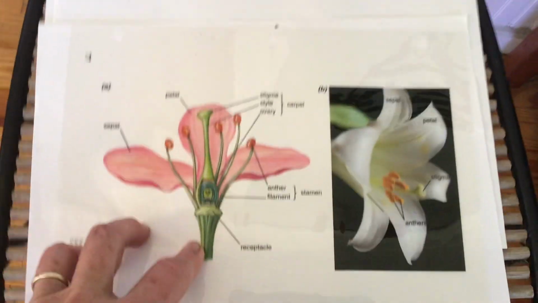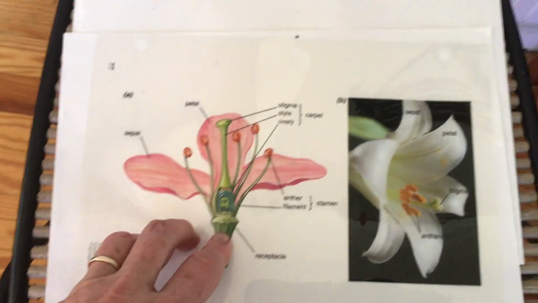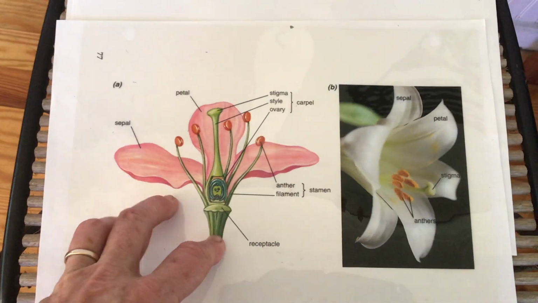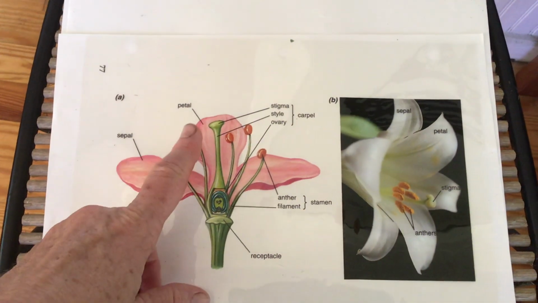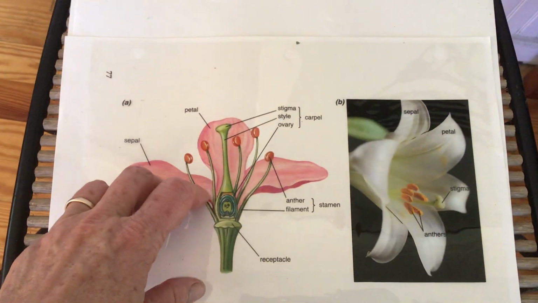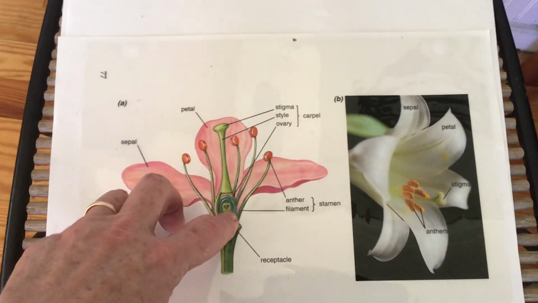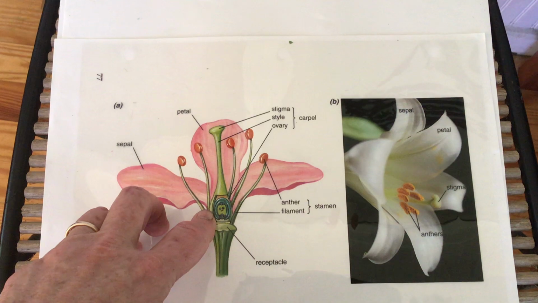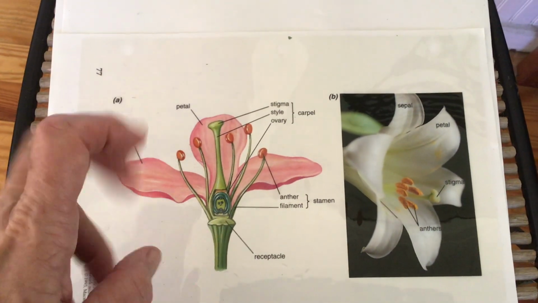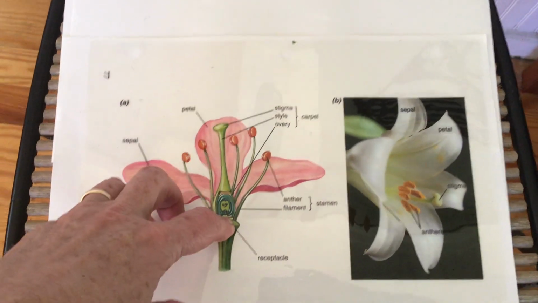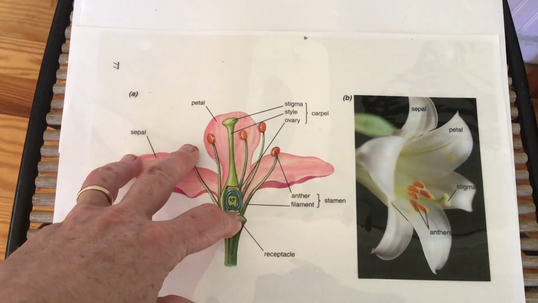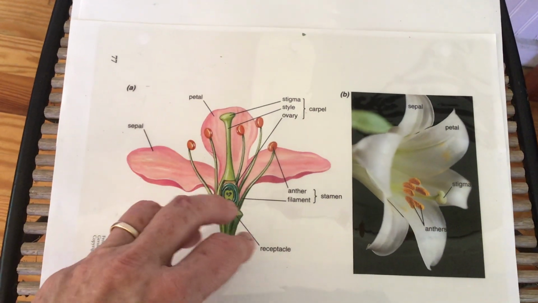So if you think of a modified branch, the first set of leaves are going to be the sepals, and the second set of leaves are going to be the petals. The third set of leaves are going to be the stamen, which is this part. That is the male reproductive part. And the fourth set of leaves is going to be the carpel, and this is the female part. So we will go over a little more about this in just a second.